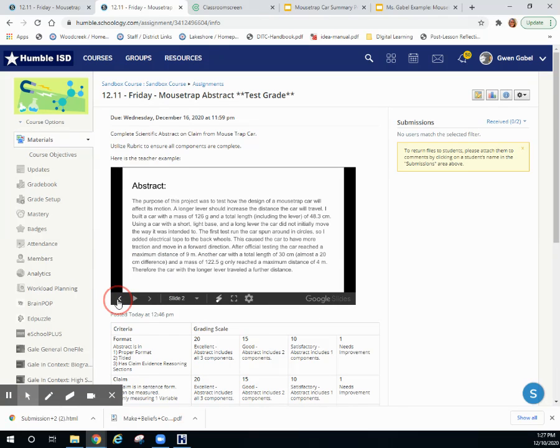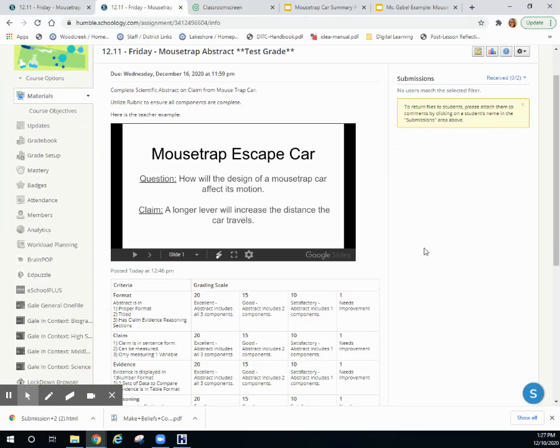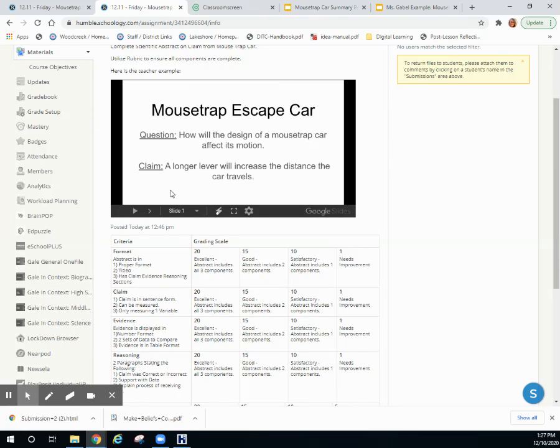The next section is over your claim specifically. Your claim needs to be in a sentence. It needs to be able to be measured. So for mine, a longer lever will increase the distance the car travels. I know the length of the lever and I know how far my car traveled. Both of those aspects have been measured. And you're only measuring one variable, which means you're not measuring the length of your lever and the mass, or the length of the lever and the size of your wheels. You just need to pick one and focus on that. A longer lever will increase the distance the car travels, so I'm only focusing on how the length of the lever affects the car.